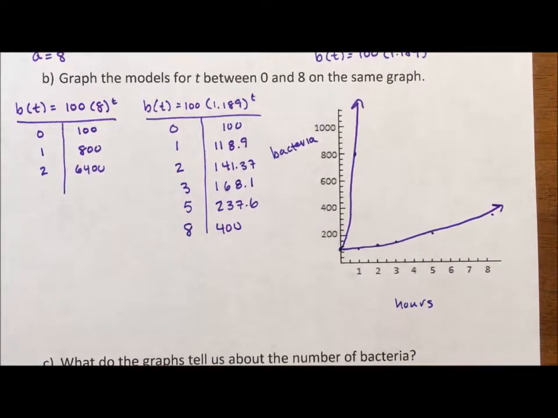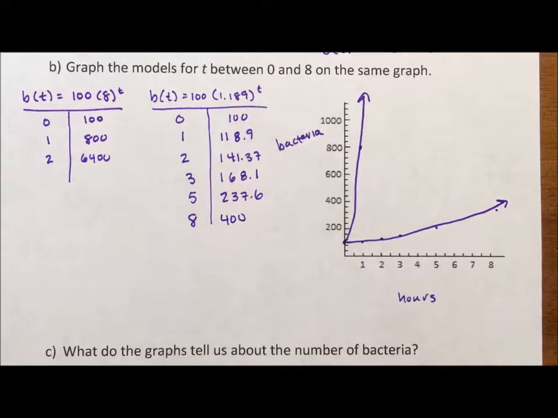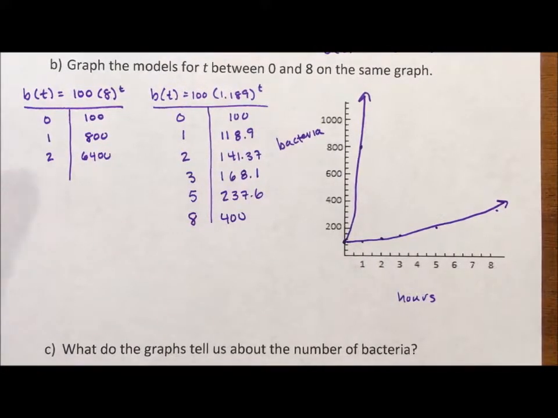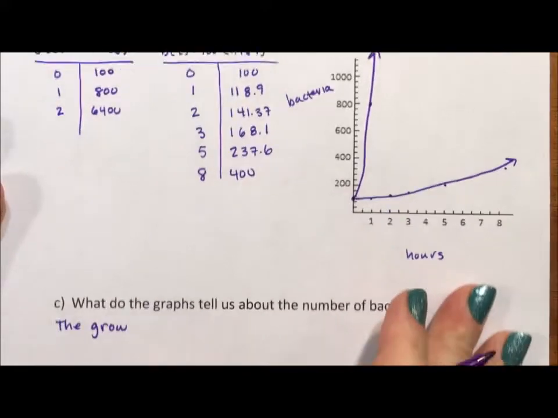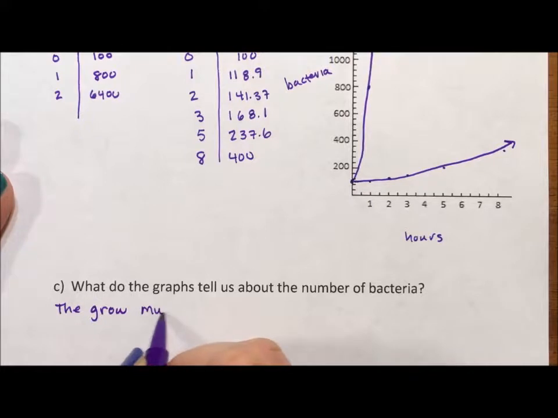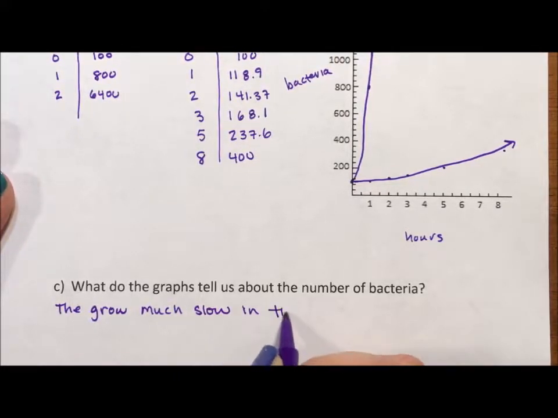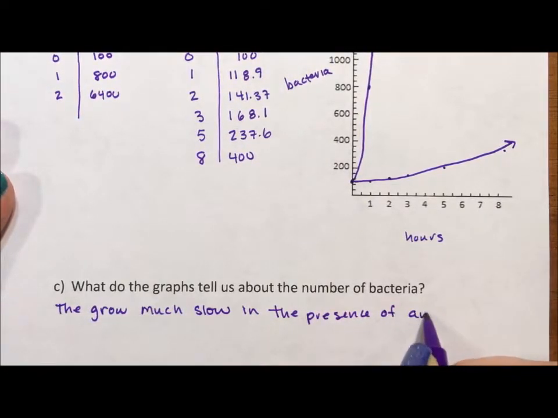It says, what do you notice? What do the graphs tell us about the number of bacteria? They grow much slower in the presence of an antibiotic.